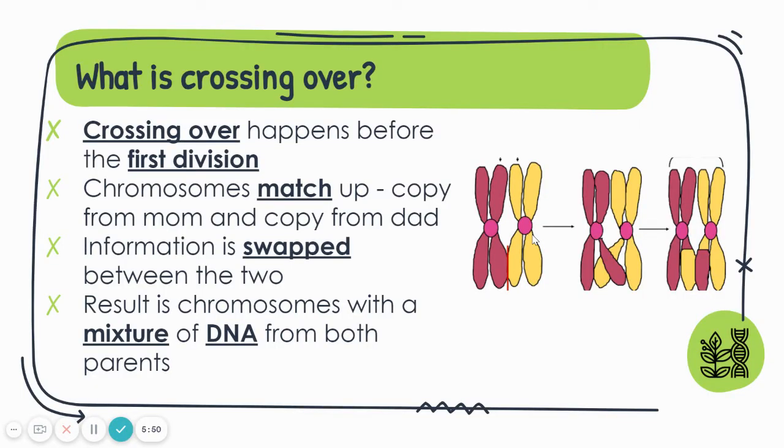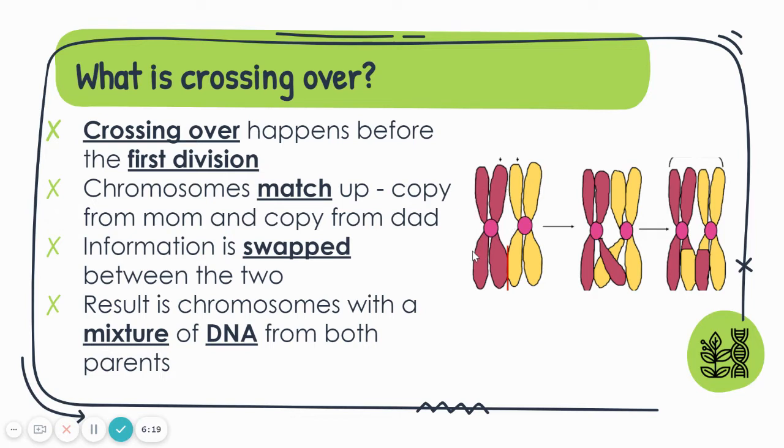Crossing over is something unique to meiosis. It is going to happen before the first division. What happens during crossing over is that those chromosomes are going to match up. So your copy that you have from mom and your copy that you have from dad are going to match up with each other, and they're going to swap information between the two. As a result, the chromosomes you are left with have a mixture of DNA from both parents.